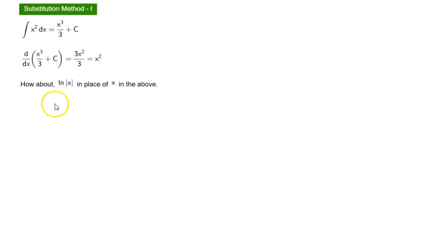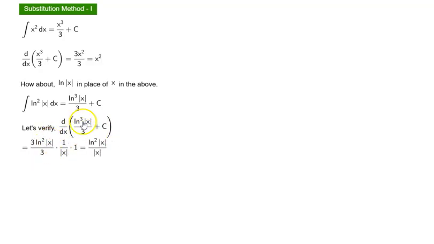Okay, but how about if we substitute x with the natural log of absolute value of x? Then can we use the same formula? If we use the same formula, we end up with natural log cube of absolute value of x divided by 3 plus c. Let's see whether this is correct. By differentiating the right hand side, what do we get? We get 3 natural log square of absolute value of x divided by 3 times 1 by absolute value of x times 1, chain rule.